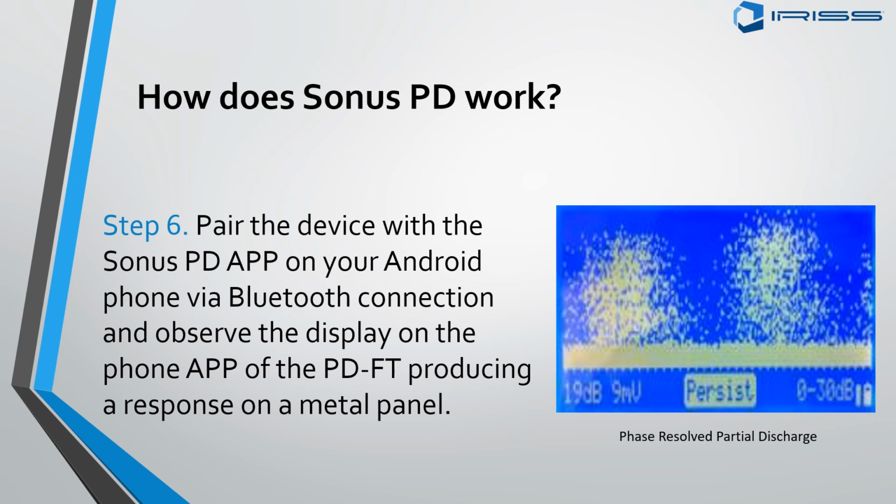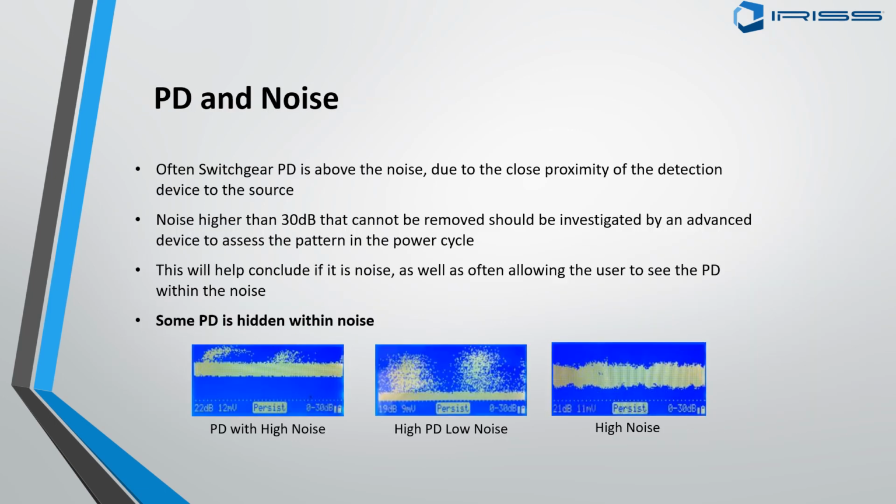Now, when you pair the unit with the app on the smartphone called the Sonus PD app, it's a Bluetooth pairing, and then we can start seeing these phase resolved partial discharge plots. So this is a PD plot with relatively low levels of noise and high levels of partial discharge being displayed. So that tells us we've actually got a defect that's going on somewhere in proximity to our test point.